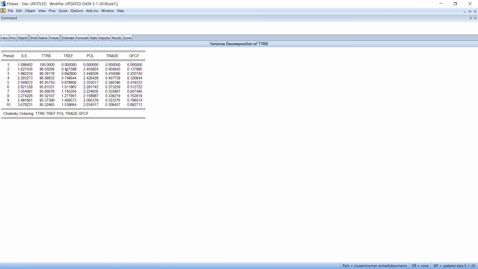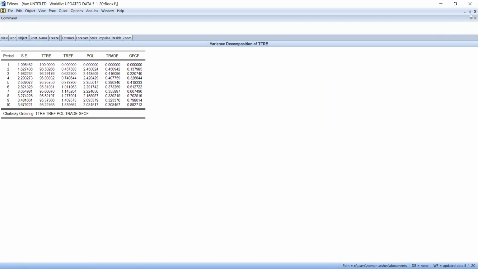You can see here that for the case of tax reforms, it is increasing gradually. For the case of investment, it is also increasing gradually. For polity and trade, it increased, then started to decrease gradually. So this way you can see the effectiveness of the independent variables used in the model.